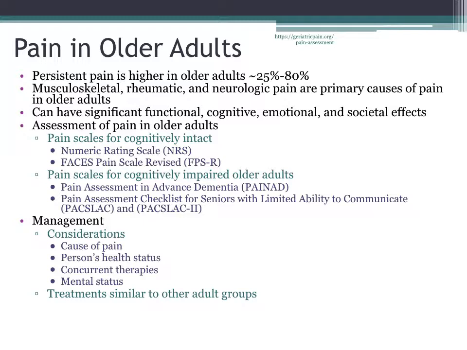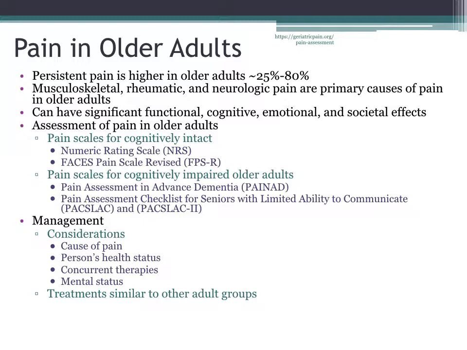We also have pain scales for cognitively impaired older adults. One of those is called the Pain Assessment for Advanced Dementia, or PAIN-AD. Another one that I saw listed was Pain Assessment Checklists for Seniors with Limited Ability to Communicate, or the PACS-LAC. There's also a PACS-LAC 2. I got that information from geriatricpain.org. So we don't want somebody to be in pain just because they can't communicate that to us.